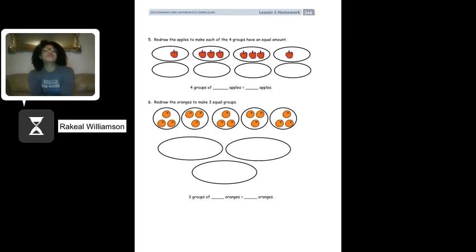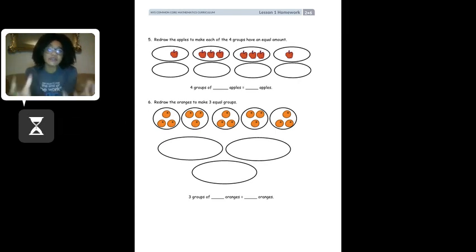All right, boys and girls, so now let's finish up our homework with number 5 and number 6. Number 5 says, redraw the apples to make each of the 4 groups have an equal amount. So what we're going to do is regroup these apples into the baskets below, and make sure that each basket, each group, has the same number. I'm going to grab my green pen this time since the apples are red, and we're going to regroup them.